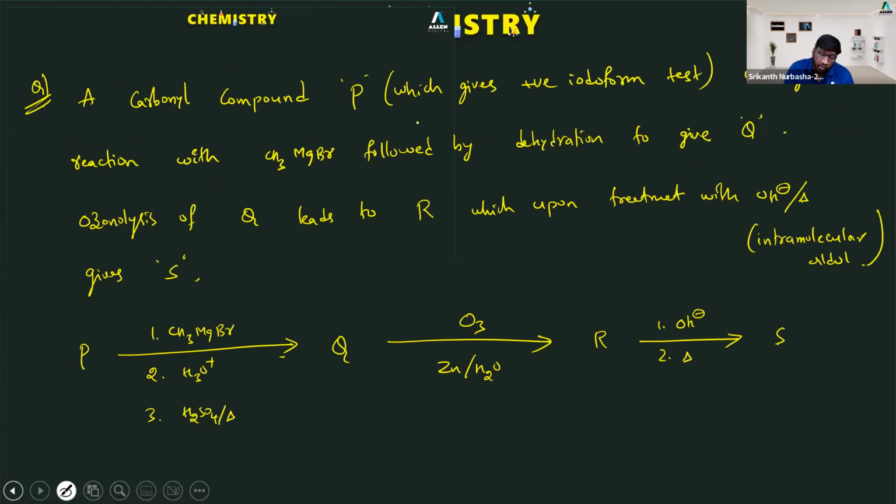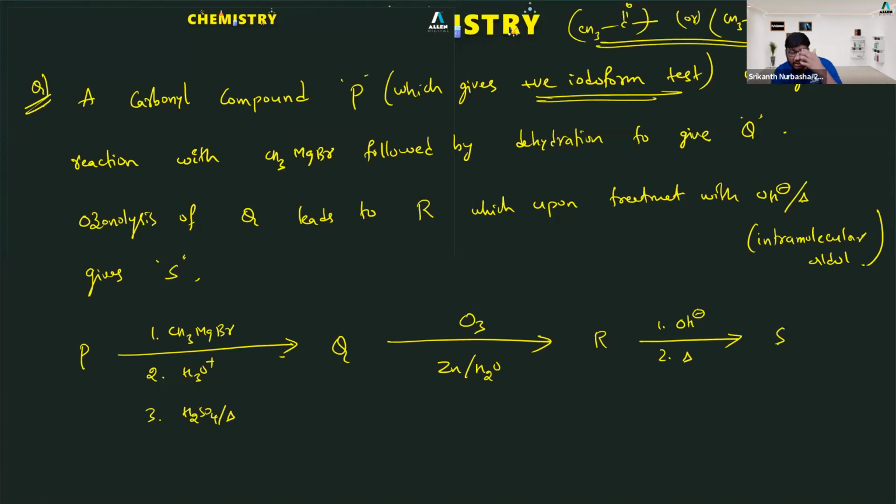A carbonyl compound P gives a positive iodoform test. What is the condition to give the iodoform test? We should have a CH3 C double bond O group or a CH3 CHOH group. Yes or no? These two groups should be present, because CH3 CHOH can undergo oxidation to form the same CH3 C double bond O.